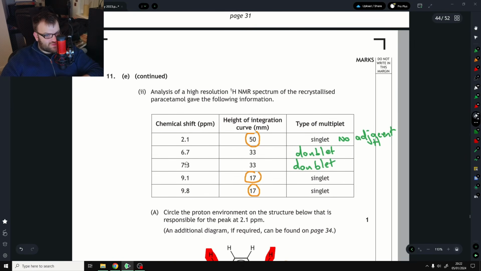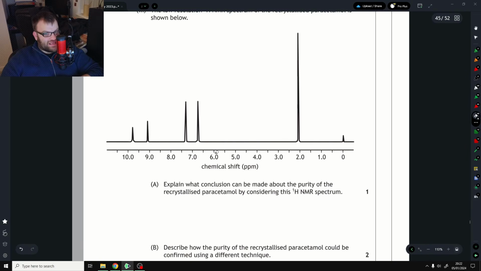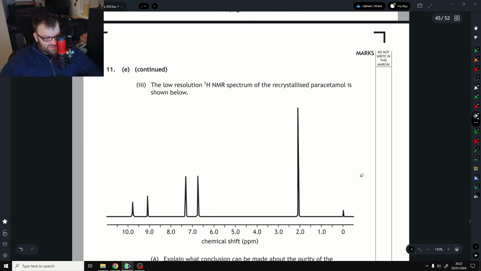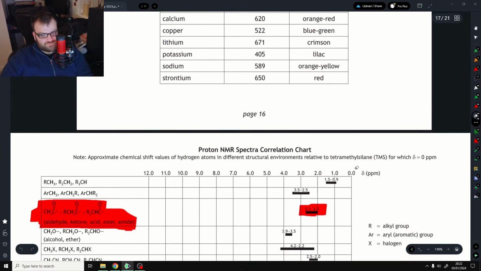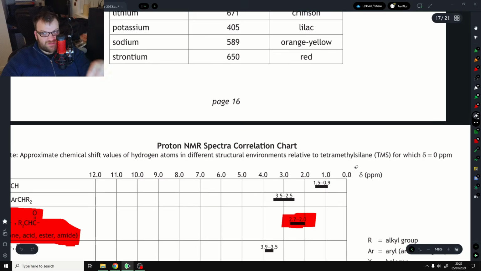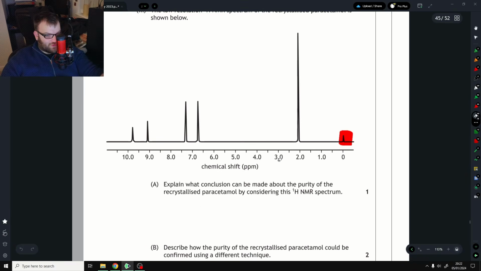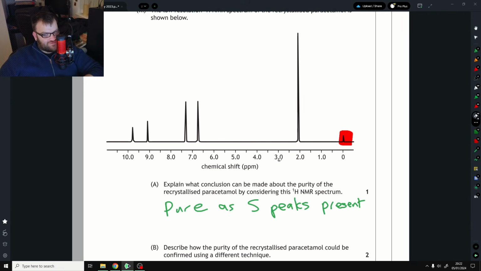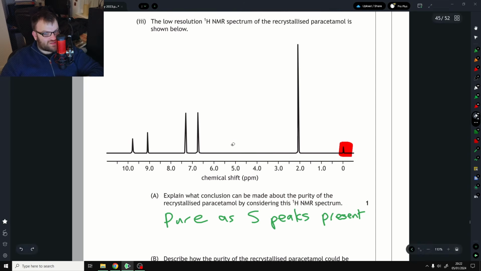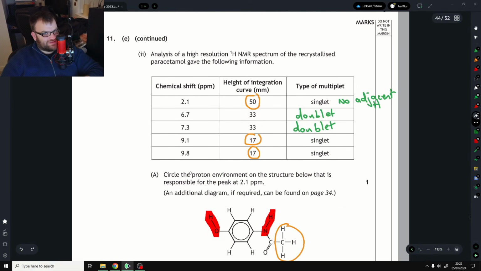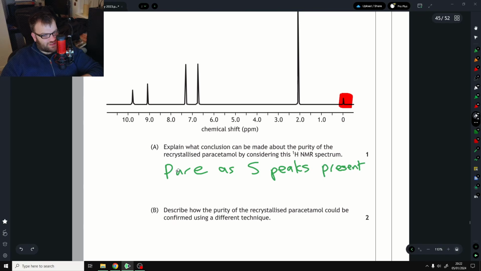The table tells us we're expecting 5 peaks. In our graph, we have got 6 peaks. However, that final peak would be our reference peak. It tells us on page 17 that the 0 ppm is for the tetramethylsilane, the TMS reference. That means we can ignore that. So there are 5 peaks present, which would indicate it's a pure sample that we've got. The peaks correspond with the expected environments, so that all is looking good.